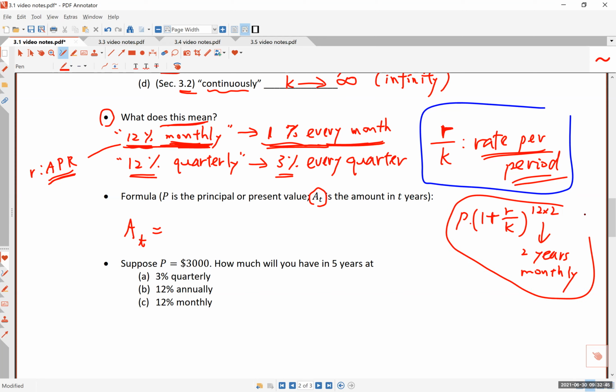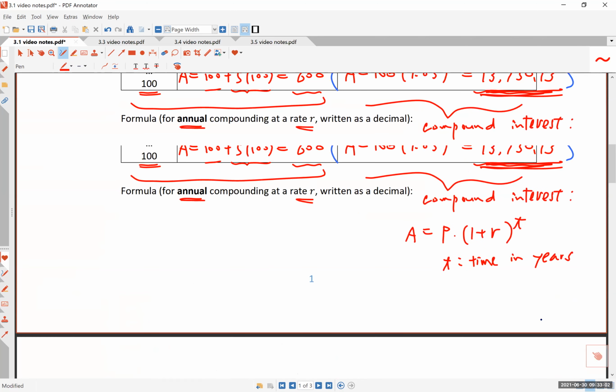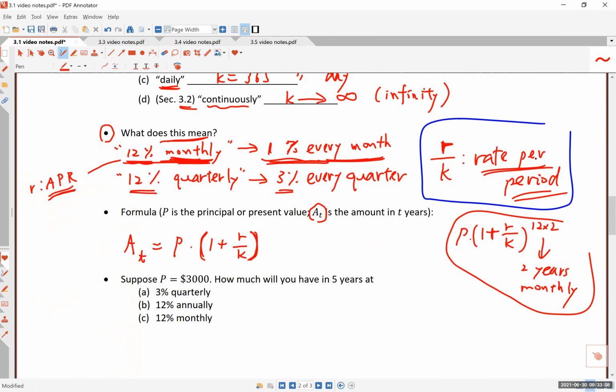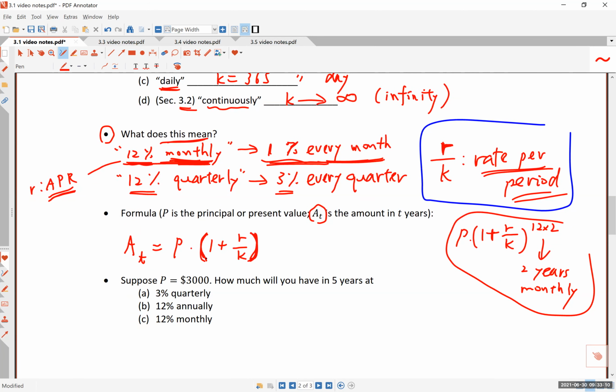So A sub T, the amount after T years, is going to be the principal multiplied by 1 plus that R over K, the rate per period. Now I have to multiply this many times together, just like I did on page 1. That was just the number N, the number of years. But here, I have to take this to the exponent which represents the total number of compounding periods, because that's how many times I'm going to calculate this. And that is K times T, because K is the number of compounding periods per year, T is the number of years.